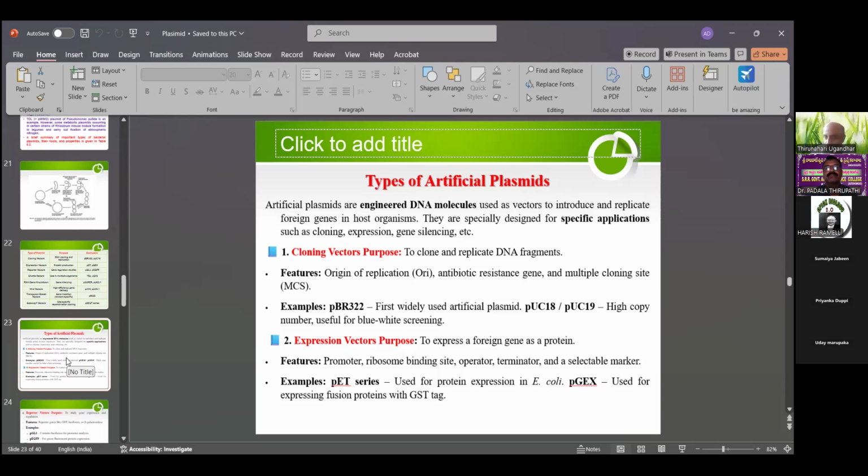The first one is the cloning vector. Its purpose is cloning and replication.